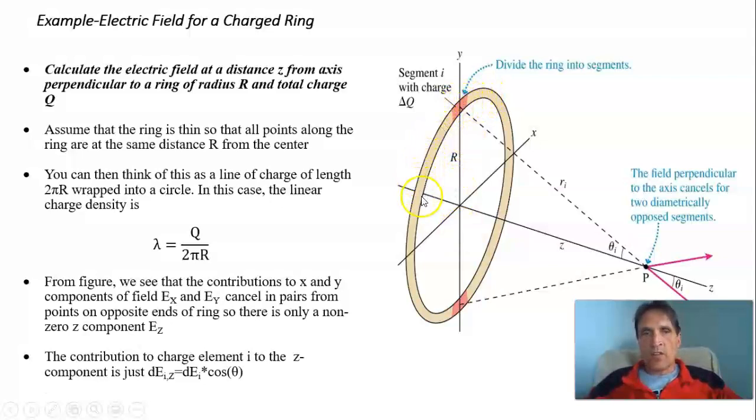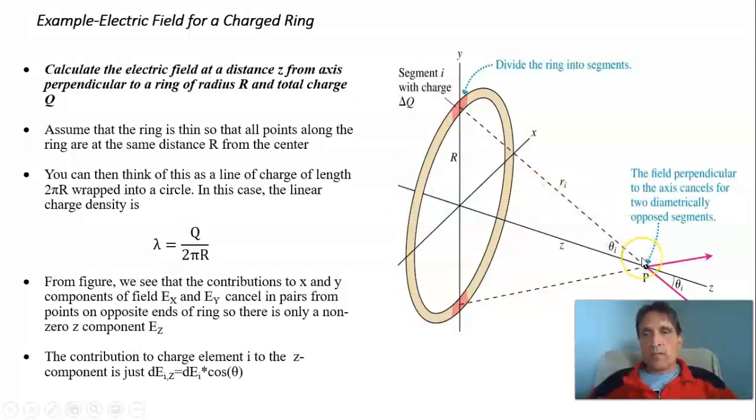You can think of it as a line charge where the length of the wire is 2 pi r and it's wrapped into a circle. So all we've done is we've taken our straight line charge before and we've made it into a circle of radius r. So in this case, the linear charge density, which is the charge per length, is the total charge over the total length, which is big Q divided by 2 pi r. Okay, so this is a ring of charge density lambda is Q over 2 pi r.